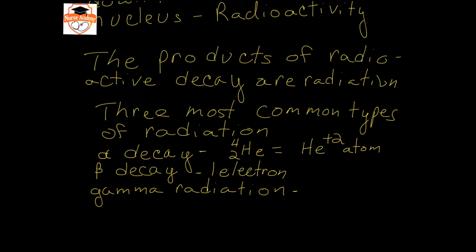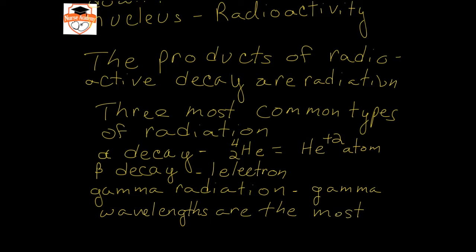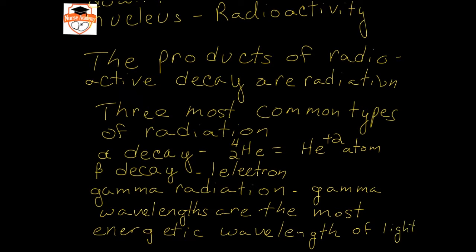Gamma radiation, gamma is the highest wavelengths of light, the most energetic wavelengths of light. So gamma radiation is actually light waves. They are the most energetic wavelengths because they are a range of wavelengths of light.